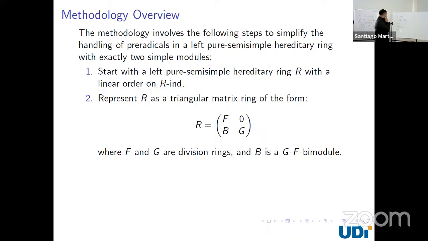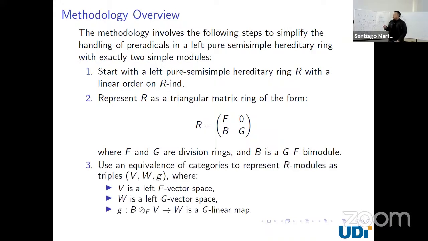Something else about here. So with this result of Dungan and Garcia, when we are on the pure semisimple hereditary ring with two simple modules, we can represent these rings as this one, keeping in mind that F is this one, G is this one, and B is this bimodule here. And now, with the last category that I just defined, we can see that the category defined before and the triangular matrix ring of this form are equivalent categories. And there is a way to see this equivalence.